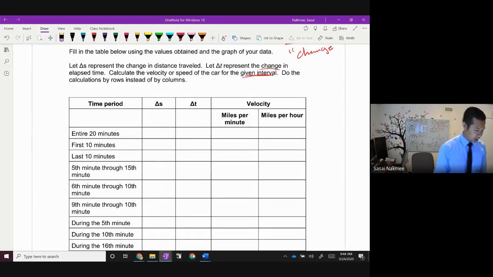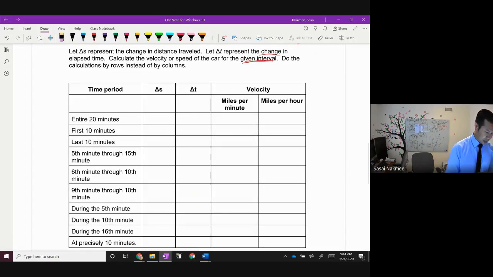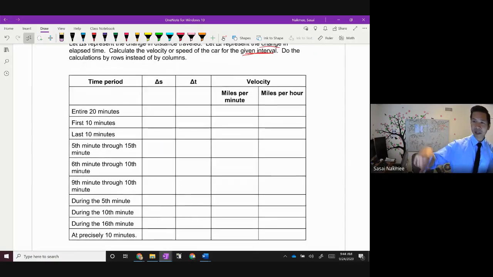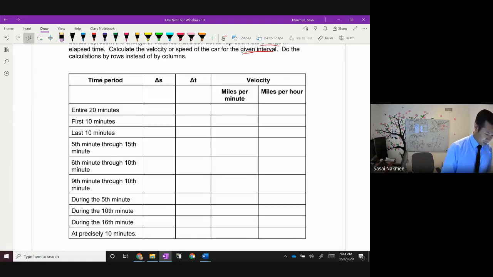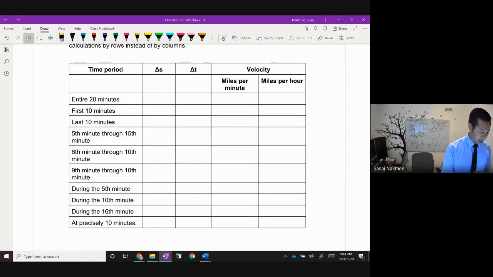Okay? So right here, you don't have to fill it out on the Pear Deck all the way down. I just gave you that in case you're too lazy to copy down this whole table. But if you just want to copy down the whole table, you can. So you don't have to put it on the Pear Deck.